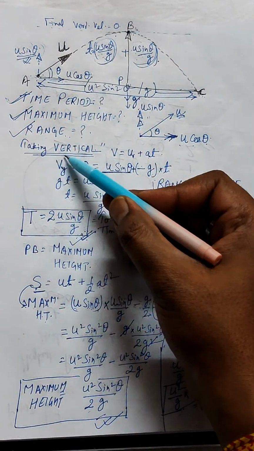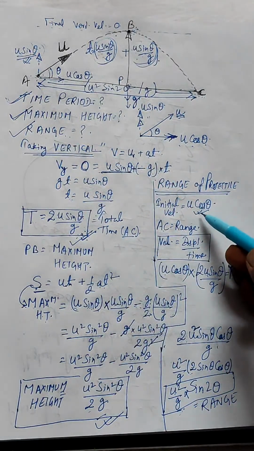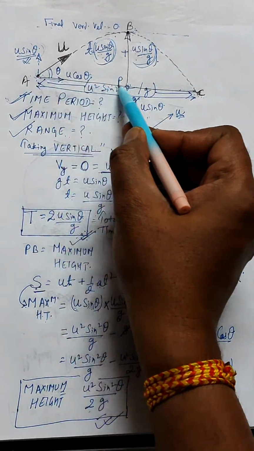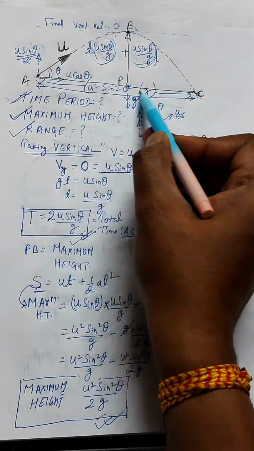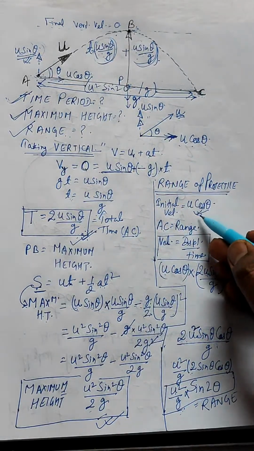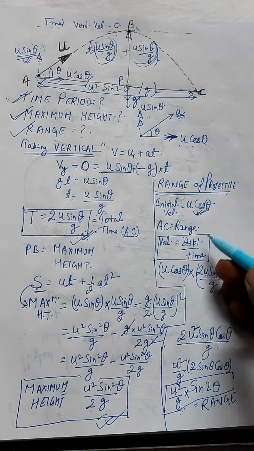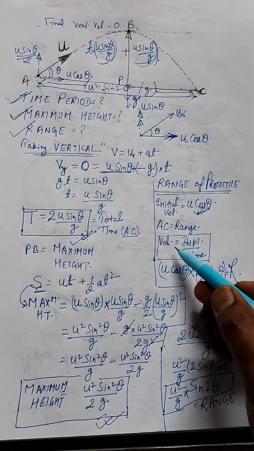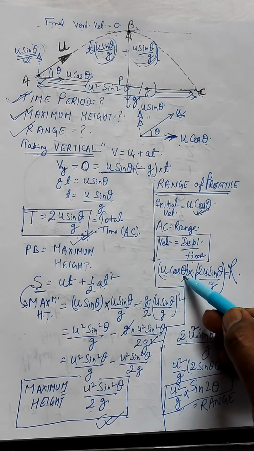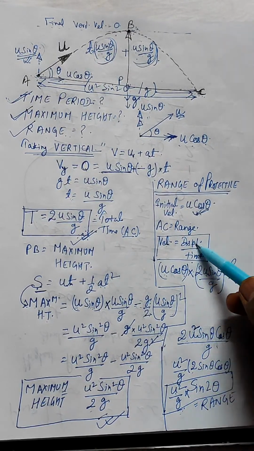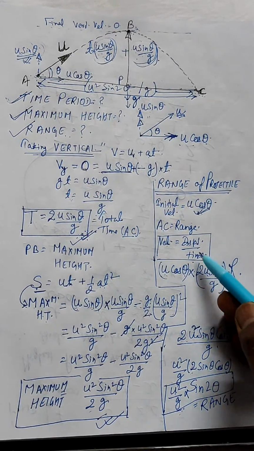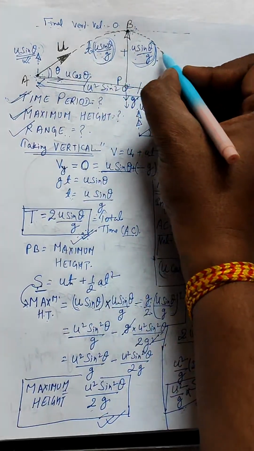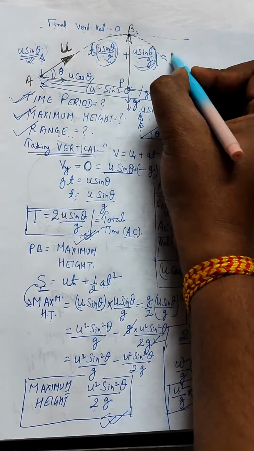Now the last part, the range. For the range, we consider the initial velocity u cos theta, because the horizontal component of the velocity is only responsible for covering from A to C, right? So the initial velocity is u cos theta, and for the range, we know velocity is displacement by time, so u cos theta into time gives the displacement. Here mind it, the time will be the complete time period of this projectile.